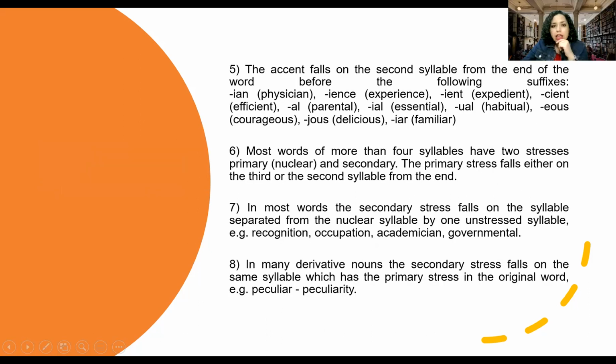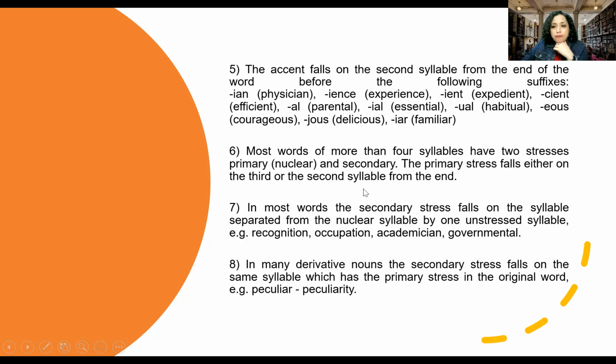Number 5, the accent falls on the second syllable from the end of the word before the following suffixes: -ian, like physician; -ience, like experience; -ient, like expedient; -cient, like efficient; -al, like parental; -ial, like essential; -ual, like habitual; -eous, like courageous; -ious, like delicious; -iar, like familiar.